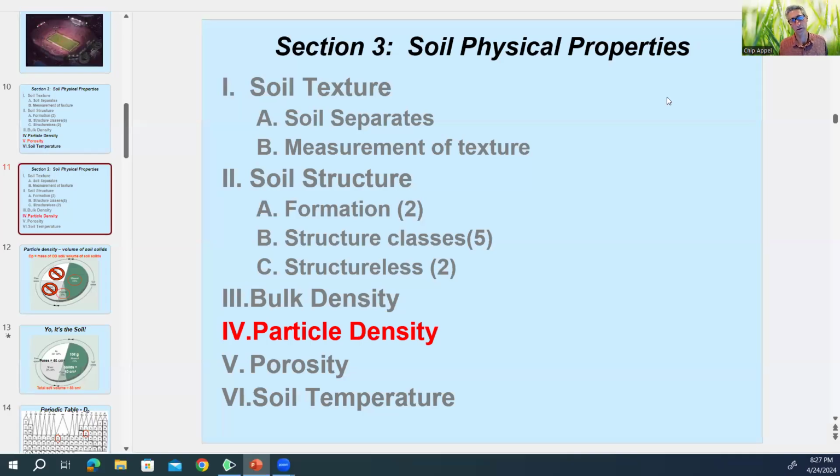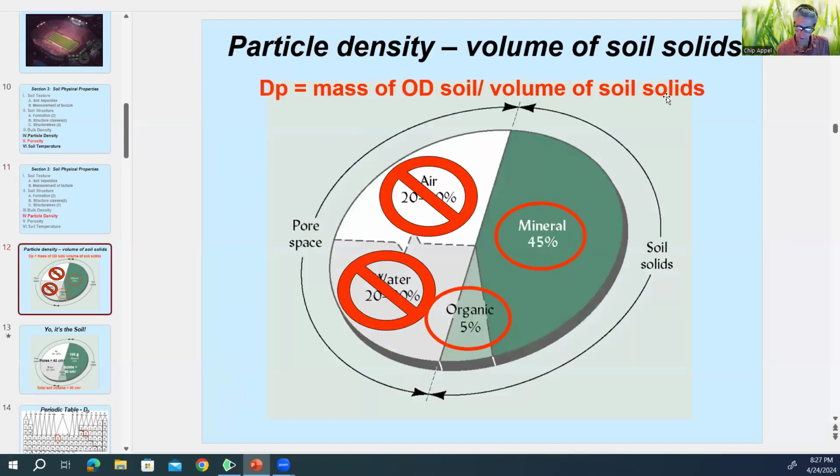In video two, it's all about particle density. Particle density has some similarities to bulk density. Some people might say it's exactly the same but different, right? People love to say that about stuff, but it's not really like that. It's not the same, but it has some similarities to bulk density. So let's do the definition.